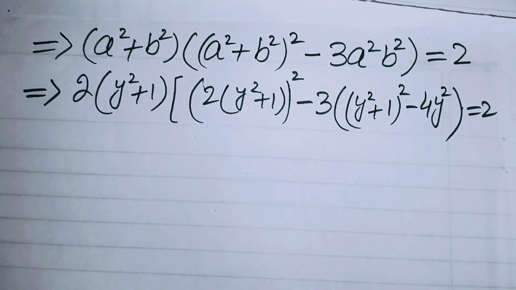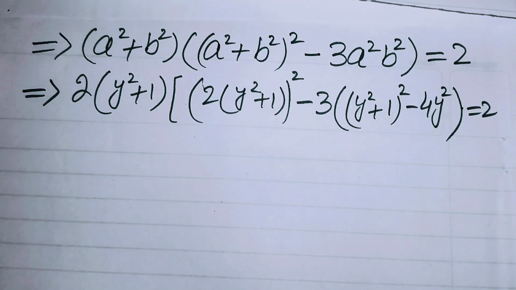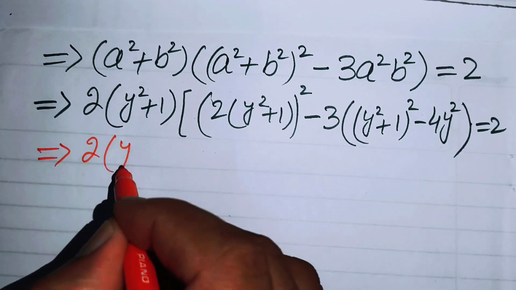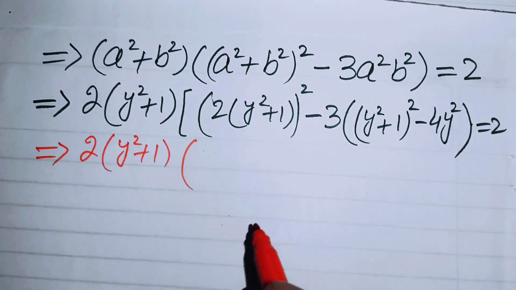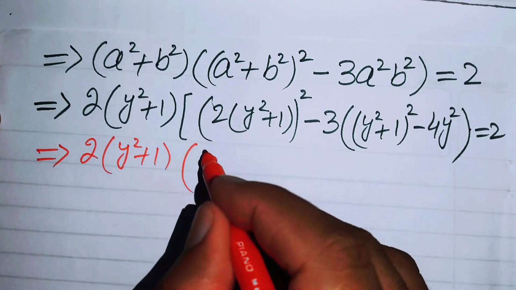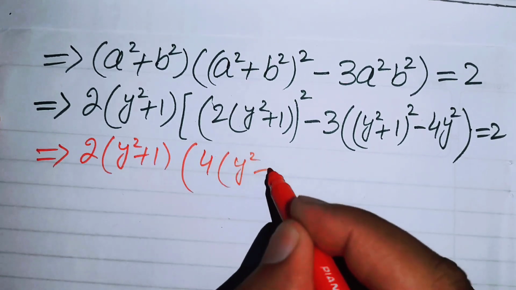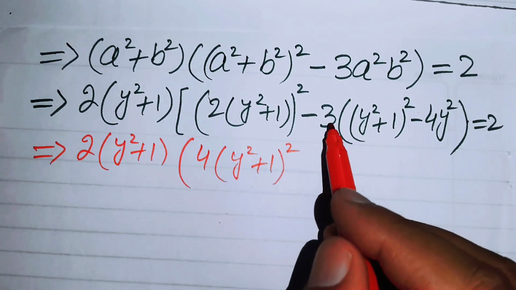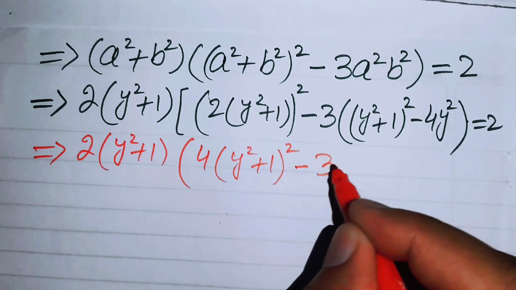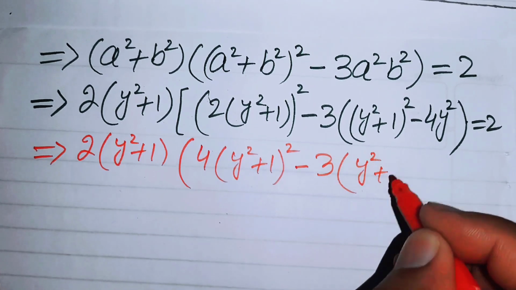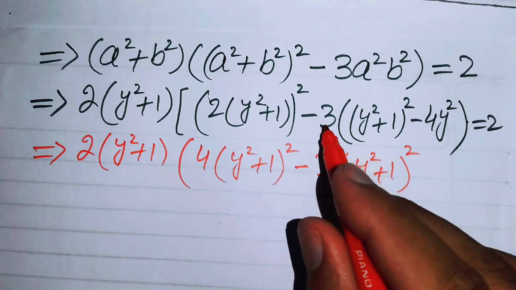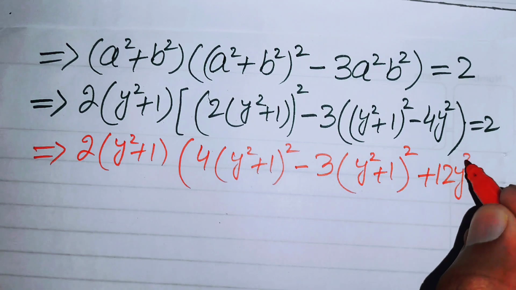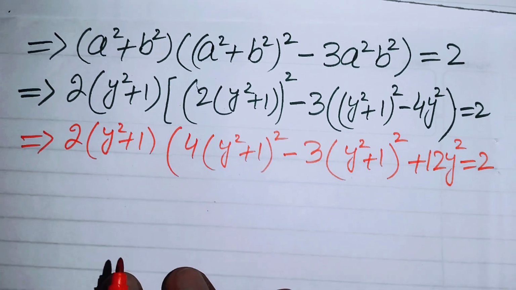And after this step I can just simplify the terms, so that here you obtain 2 times of y square plus 1 into, here I can separate the square and you get 4 times of y square plus 1 whole square, and here you get, I can multiply this 3 on both of the terms, and you get minus 3 times of y square plus 1 whole square, and this is minus times of minus will becomes plus, 3 4s are 12, y square is equals to 2.